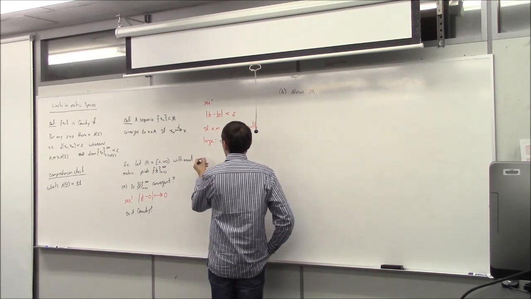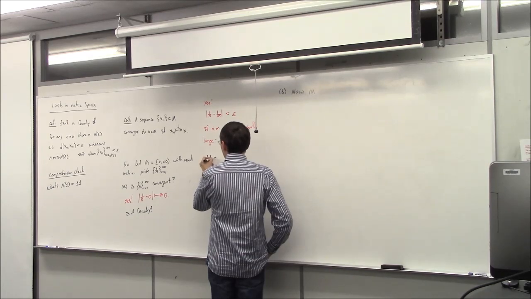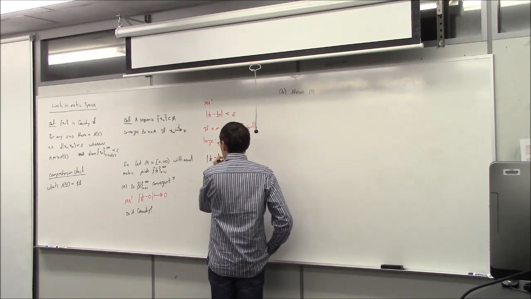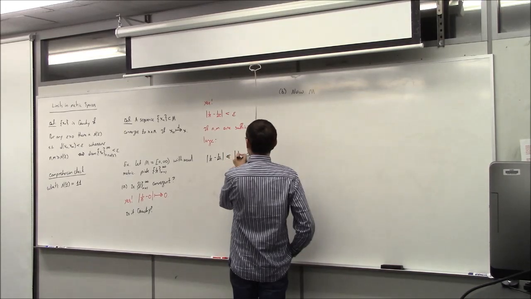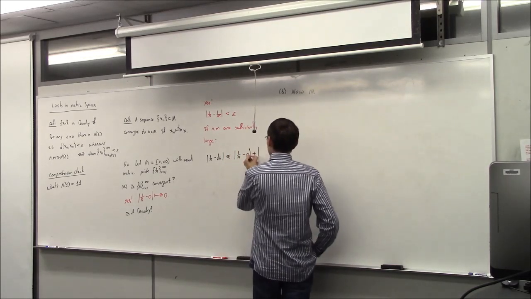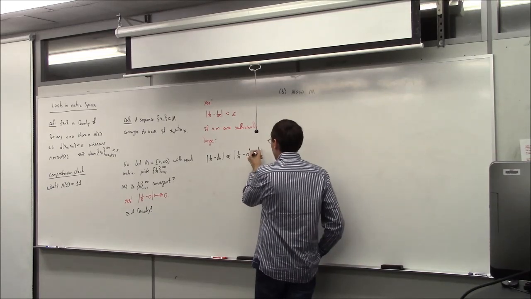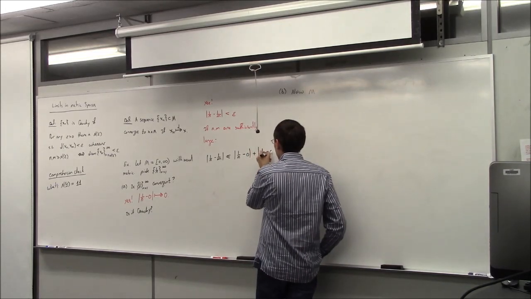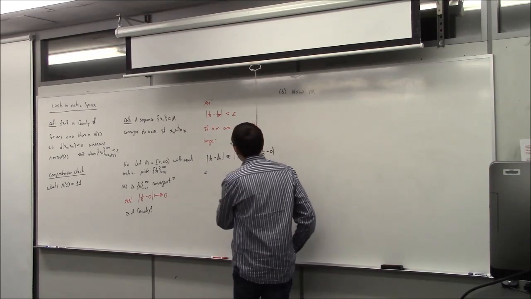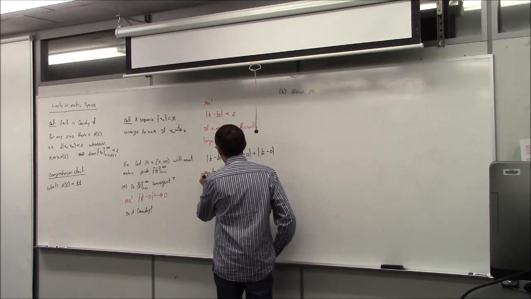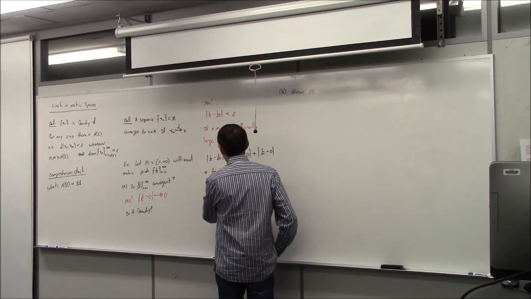So what I do is this. I take 1 over n minus 1 over m, and this is less than or equal to 1 over n minus 0 plus 0 minus 1 over m, which I can also write as 1 over m minus 0. And then because 1 over n and 1 over m are positive numbers, this is just 1 over n plus 1 over m.